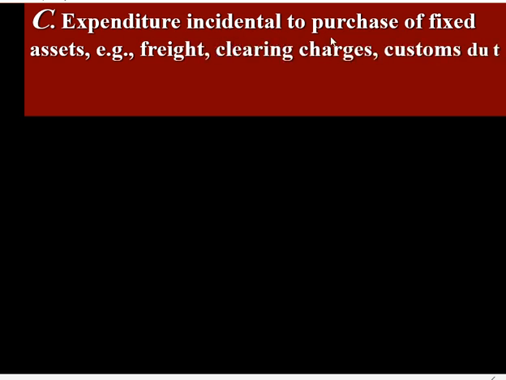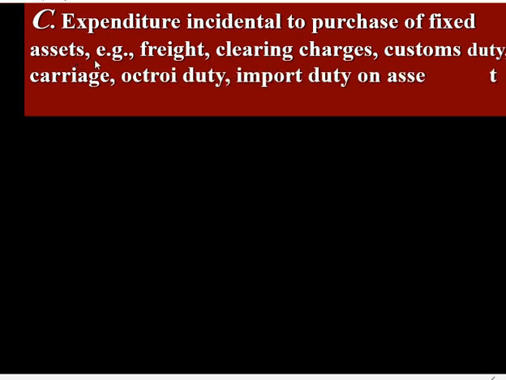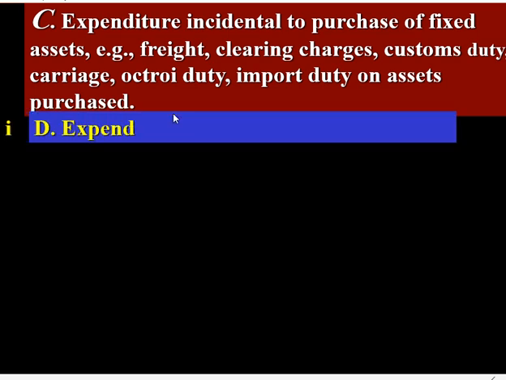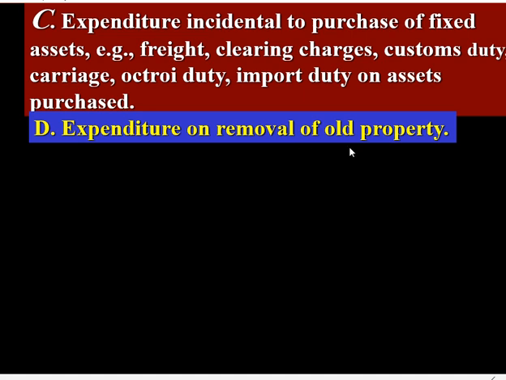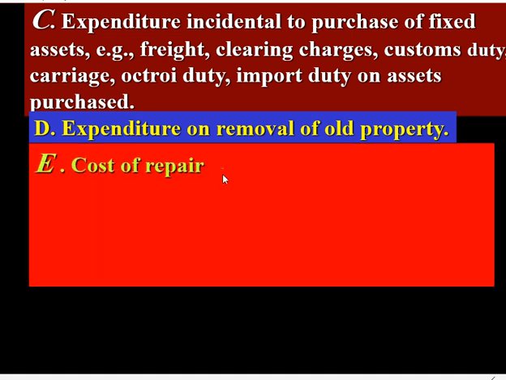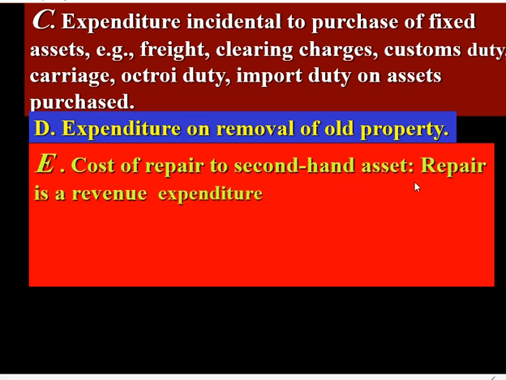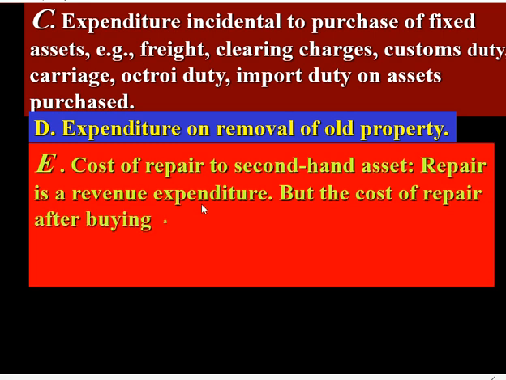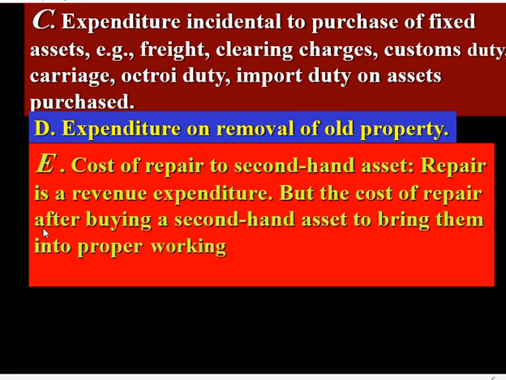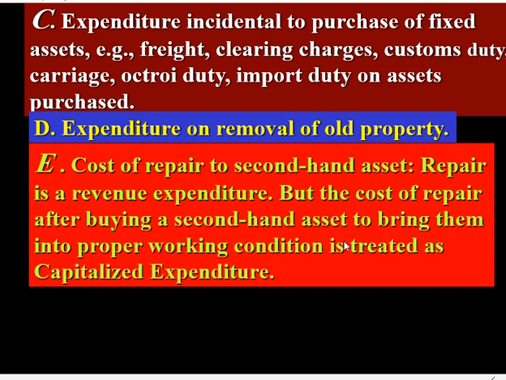C. Expenditure incidental to purchase of fixed assets, for example, freight, clearing charges, custom duty, carriage, octroi duty, import duty on assets purchased. D. Expenditures on removal of an old property. E. Cost of repair to second-hand asset. Repair is a revenue expenditure, but the cost of repair after buying a second-hand asset to bring it into proper working condition is treated as capitalized expenditure.